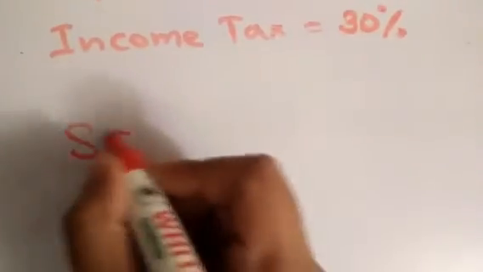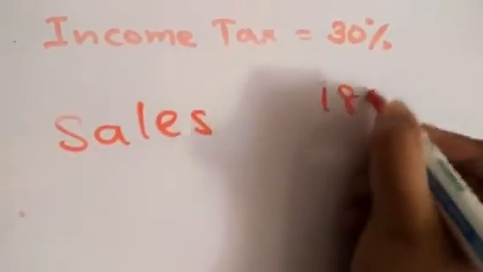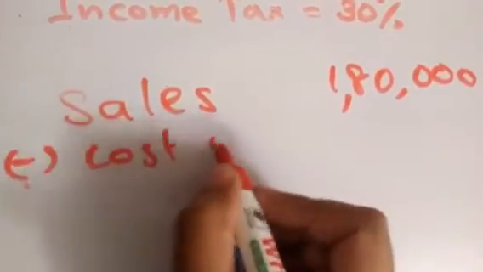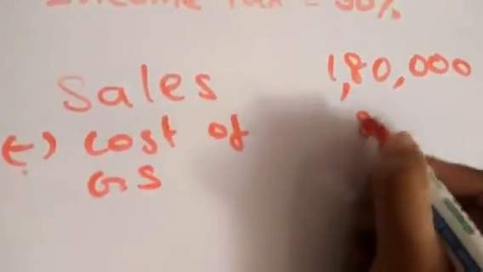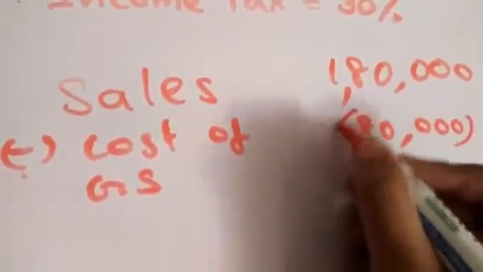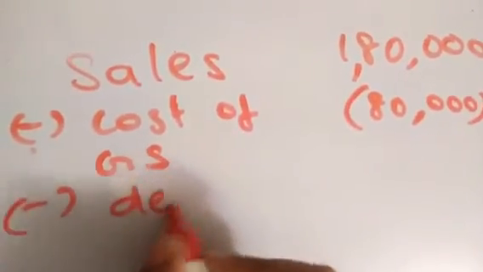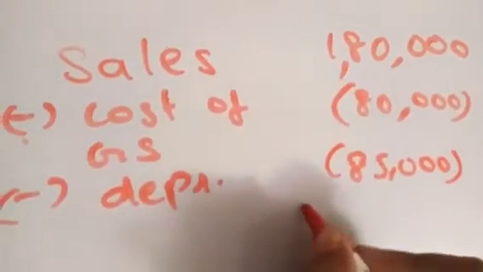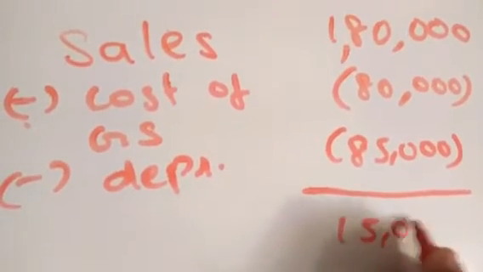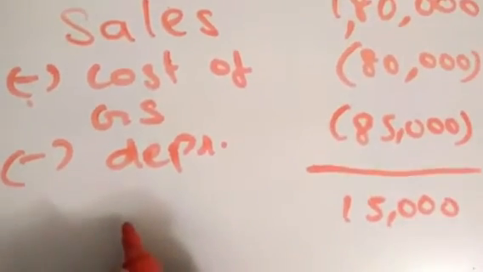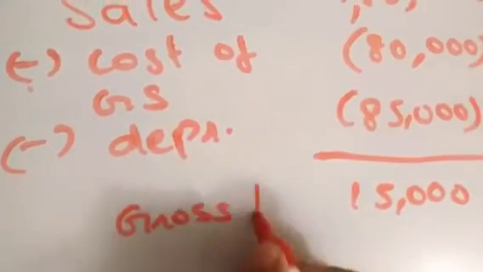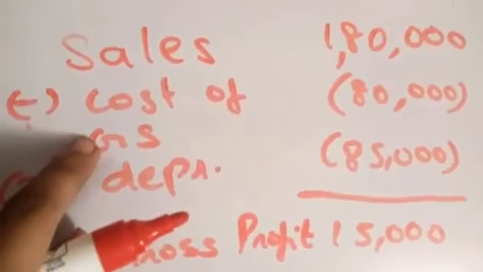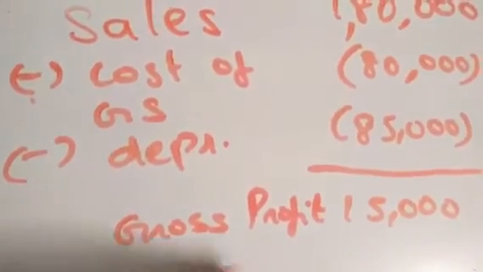So first we can write the sales. Sales is given as 1,80,000. From that we are deducting cost of goods sold, which is given as 80,000. We are also deducting the depreciation and amortization, which is given as 85,000. So we are deducting that also, and we get 15,000. So what is this 15,000? 15,000 is our gross profit. So from sales, we deducted cost of goods sold and depreciation, and we got gross profit as 15,000.